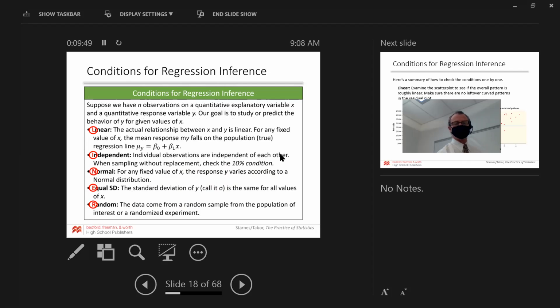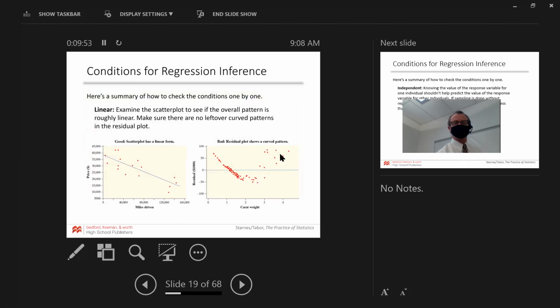We have a mnemonic here, which we're not going to go there, so I'm not worried about it. So, what do they mean? Well, let's just look at this. Look at the scatter plot to see if the pattern's roughly linear.